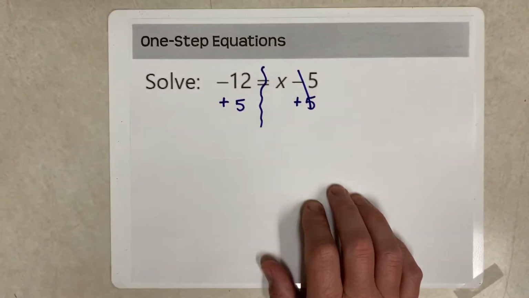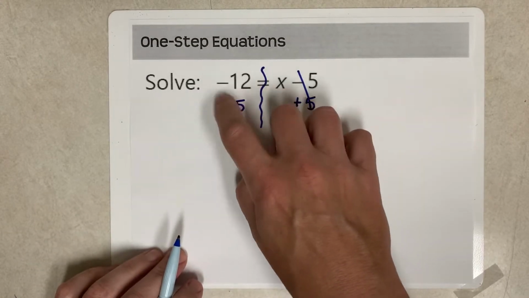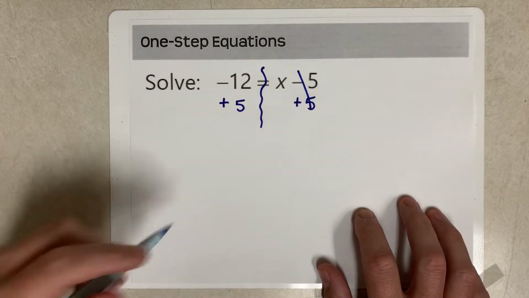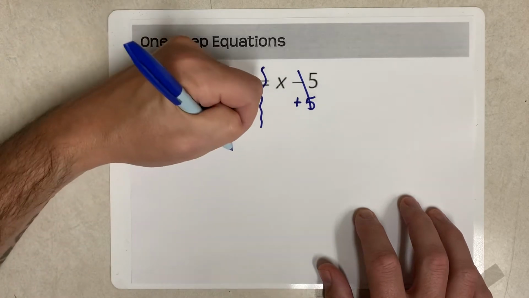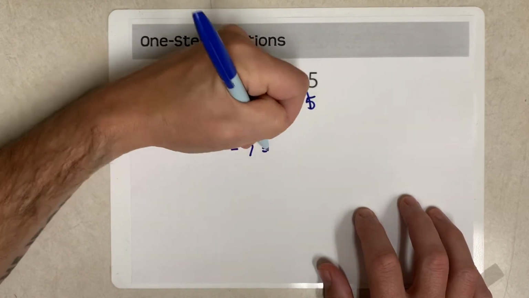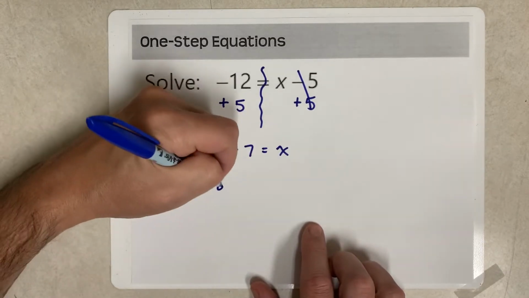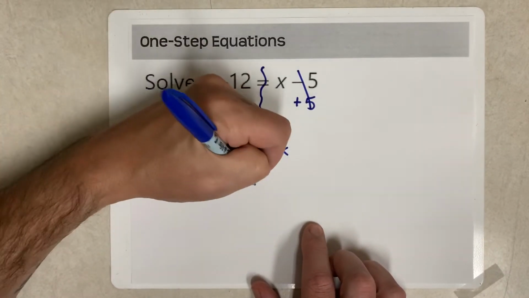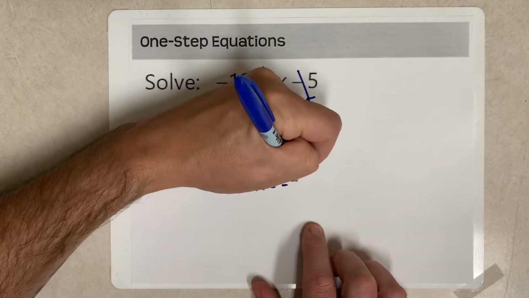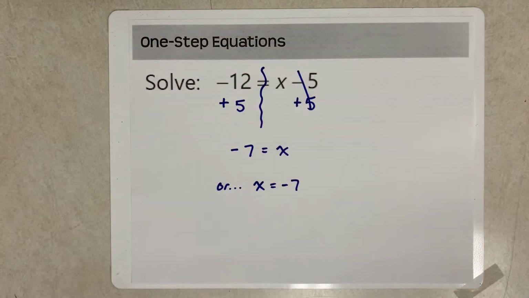So those cancel, additive inverses, a -12 plus 5. So you know what -12 plus 5 is? That should be a -7 equals x. And you can either write it like this, or if you want to, since it's an equation, you could write it as x equals -7. Either way is fine for me.